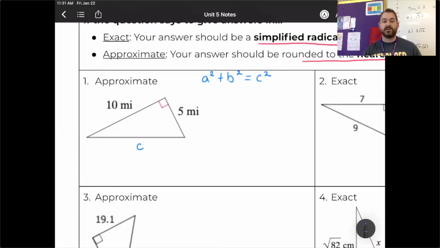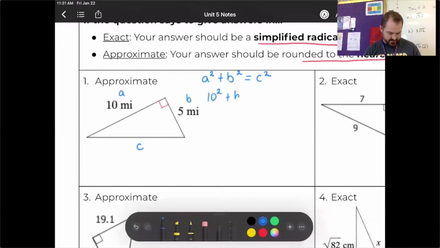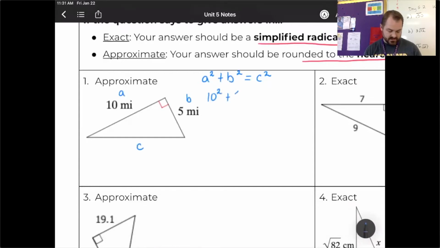The hypotenuse is this side on the bottom because it is the longest and it's across from the right angle. That means A and B can be either 10 or 5. It doesn't matter which one is which. But those are the legs. So I'll say A is 10 and B is 5. Now I can plug back into this equation. 10 squared, oops, not plus B, let me fix that, plus 5 squared, because I know B is 5, has to equal this unknown length C squared.